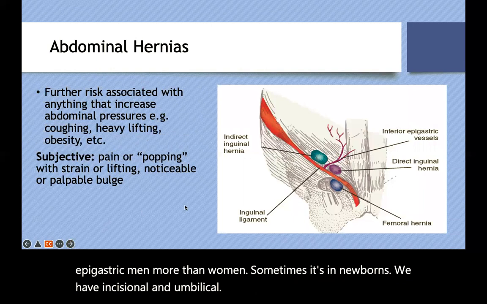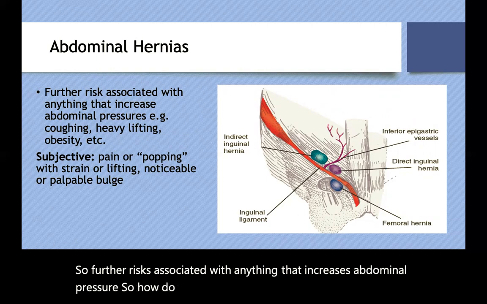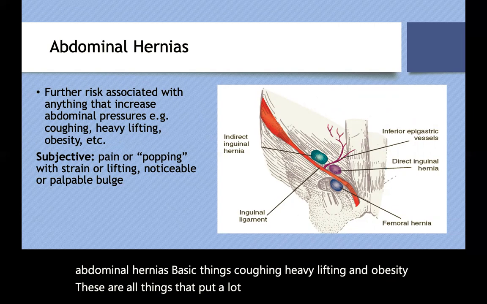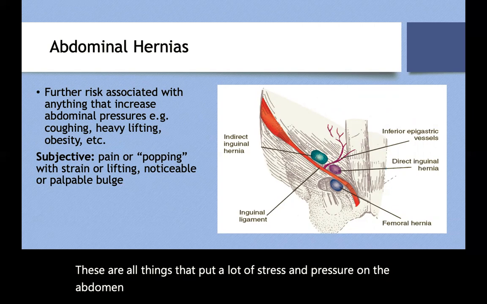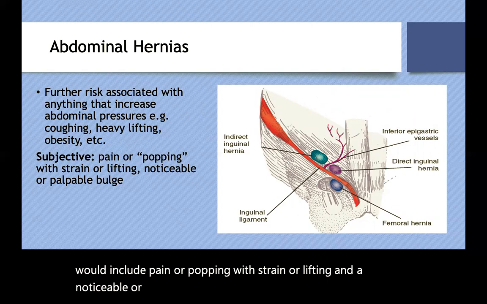Further risks are associated with anything that increases abdominal pressure. So how do we put pressure on the abdomen and cause abdominal hernias? Basic things like coughing, heavy lifting, and obesity. These all put a lot of stress and pressure on the abdomen and can lead to abdominal hernias. Subjective symptoms include pain or popping with strain or lifting, and a noticeable or palpable bulge.